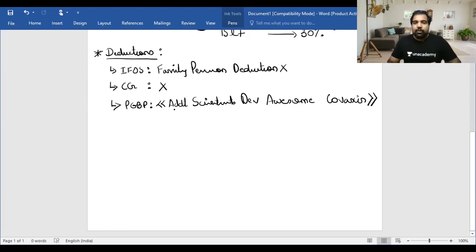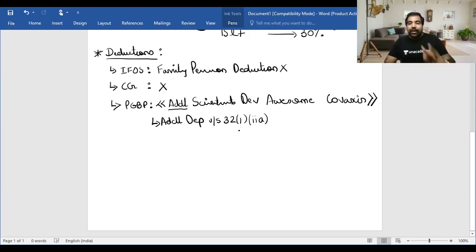Be very, very careful. Additional depreciation, which is section 32(1)(iia), 20% additional. If you remember, if you buy plant and machinery and you're into manufacturing or generation of power, you get 20% one-time additional depreciation. If you put your asset to use for less than 180 days, then half this year and half next year. That additional depreciation you will not get.